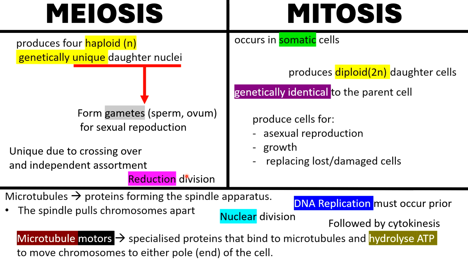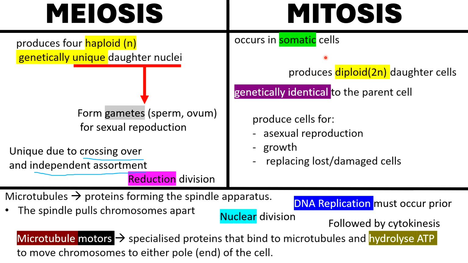Meiosis is a reduction division because it goes from diploid cells with 2n number of chromosomes to 4 haploid cells with n number of chromosomes. So the number of chromosomes has been halved, as I said before. These are genetically unique, okay? And that's what we want for our gametes, the sperm and the egg cells that we need for sexual reproduction. Why are they unique? Well, this is thanks to crossing over from prophase 1 and independent assortment from metaphases 1 and 2.